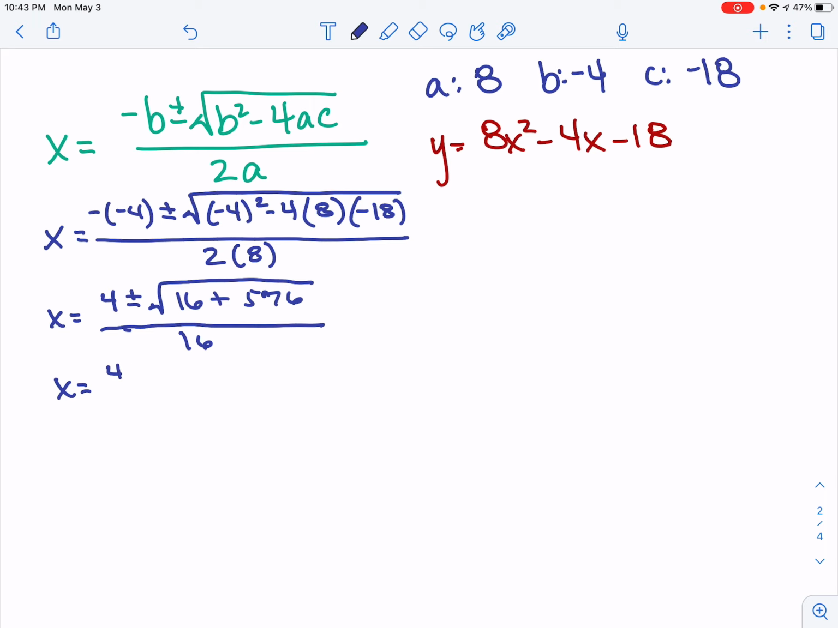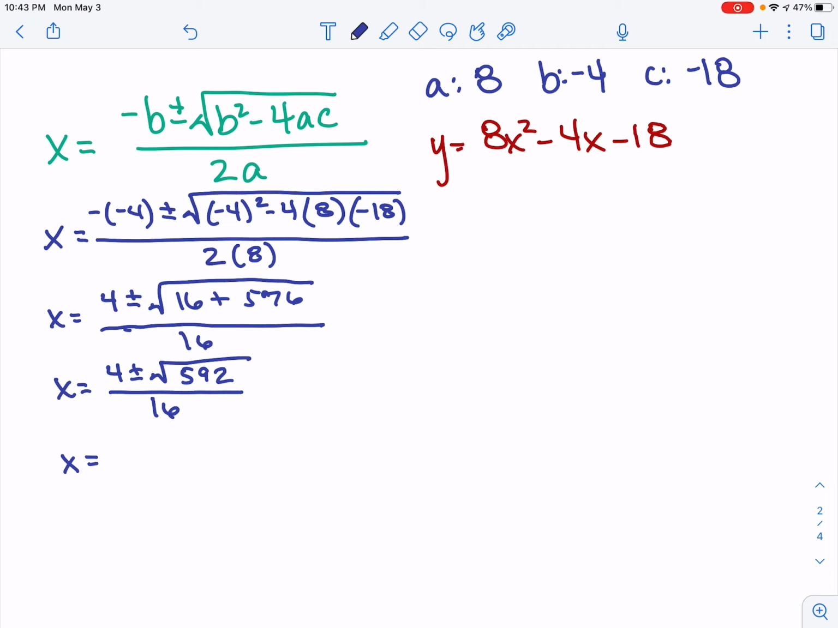So x is going to equal 4 plus or minus the square root. That's going to give me 592 divided by 16. Now, the square root of 590 is supposed to be 592. Let me fix that. There we go. The square root of 592 comes out to be a decimal.